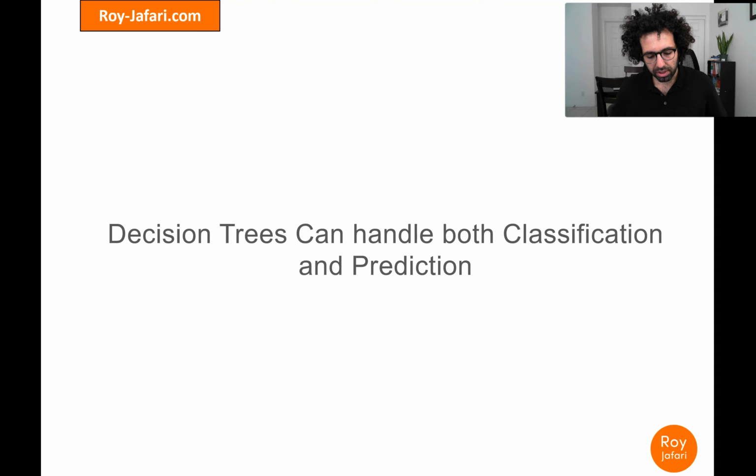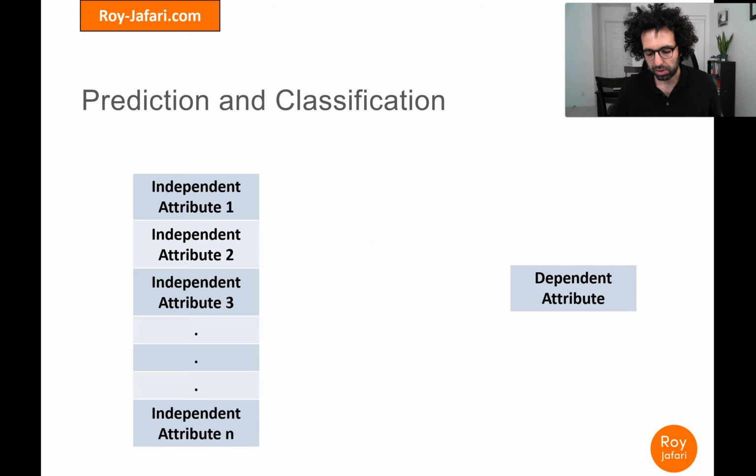One of the first things we need to understand when we discuss decision trees is that they can handle both classification and prediction. However, historically, the decision tree was created for classification, and later on it was adjusted and tweaked so it can handle prediction too. In this video, we're going to focus on the classification aspect, but in one of the future videos, we're going to discuss the prediction aspect, which is called the decision tree regressor. So it can handle both classification and prediction.